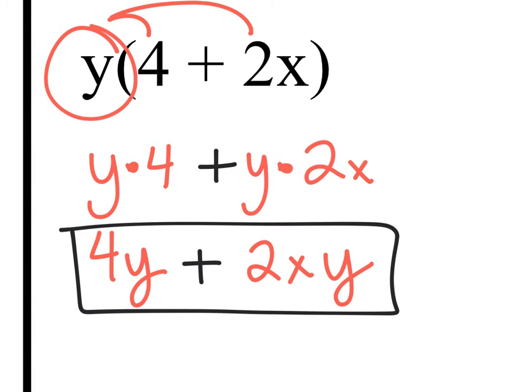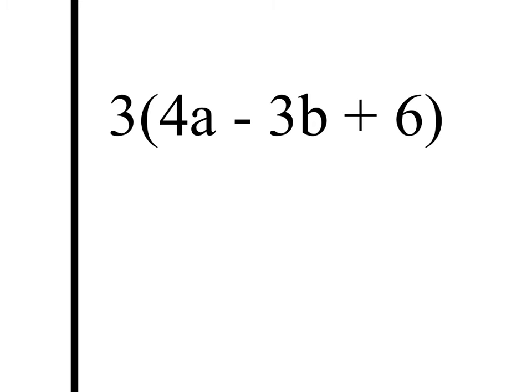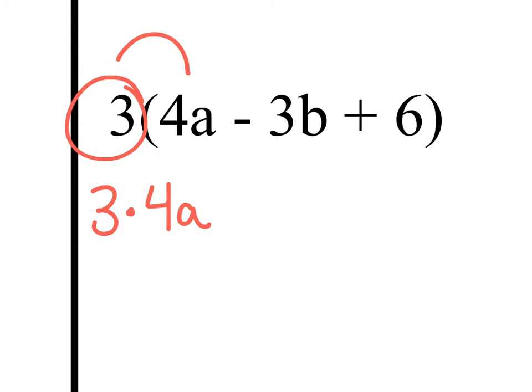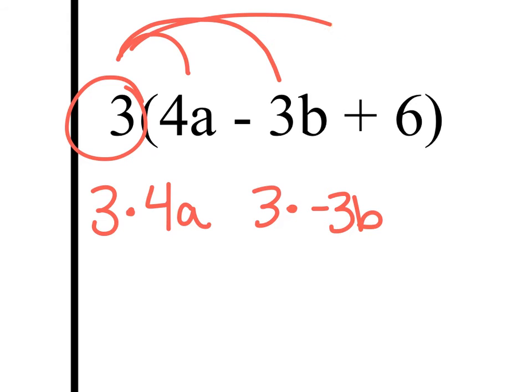That's my final answer. The last example on this page actually has 3 terms inside the salsa bowl, so I'm triple dipping. I'm taking my chip, which is 3, and I'm multiplying it first to 4a. I'm also going to multiply 3 times -3b. And lastly, 3 times 6. Now there's 3 terms here, so make sure you separate them with addition. Now multiply it out. 3 times 4a. I multiply the numbers and keep the variable.